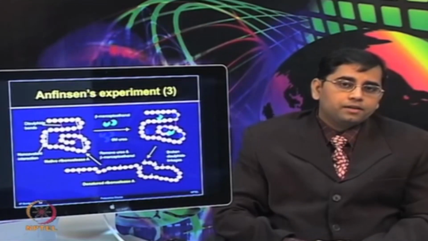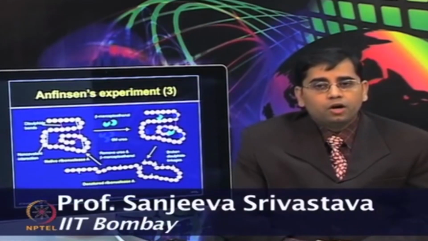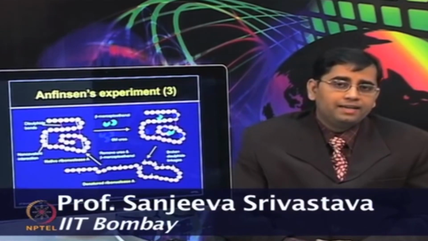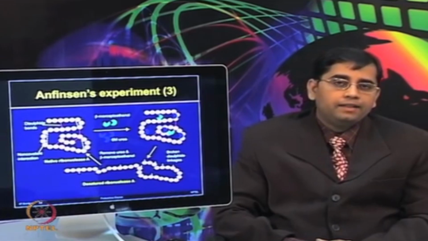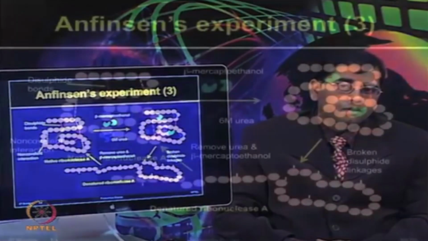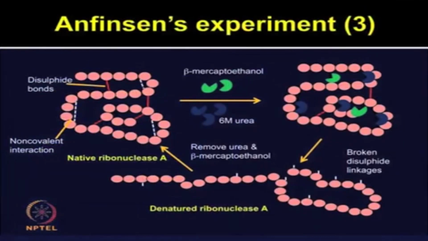Anfinsen noticed that when the ribonuclease was oxidized in air and urea was removed by the process of dialysis, the enzyme activity slowly recovered as a result of protein folding. As you can see here, if you have used beta mercaptoethanol and 6 molar urea, all the disulfide and non-covalent bonds are broken. Once urea is removed, then slowly protein folding occurs. It results in the reformation of the tertiary structure and the active site.